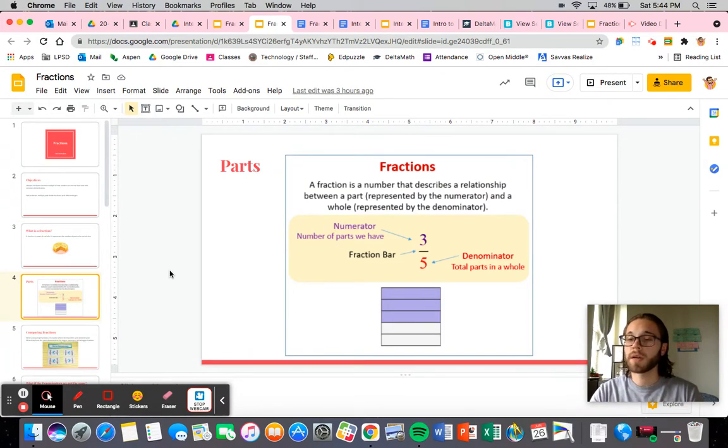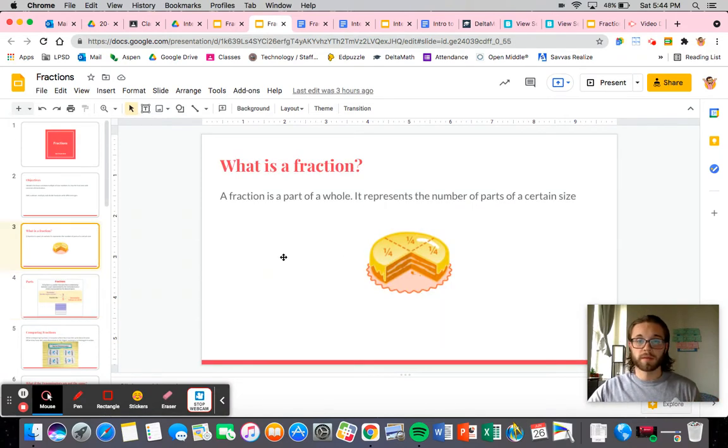In terms of the different names for things, the numerator is the number on the top. That's essentially the number of parts you have. I have 3/4. I have three 1/4 pieces. This is three 1/4 pieces, so I have 3/4.